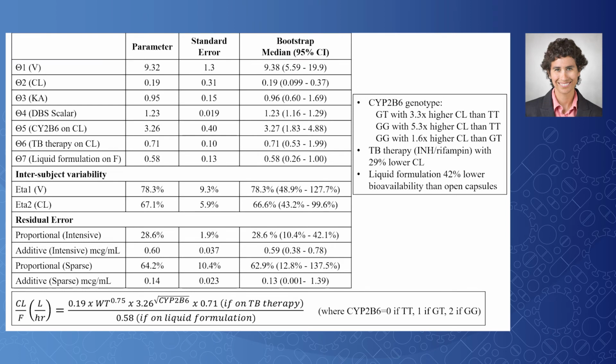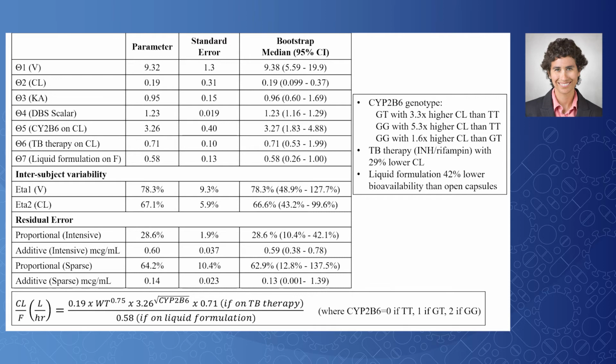The table shows the parameter estimates from the final model. Theta 4 was the scalar, which evaluated differences between dried blood spot samples and plasma concentrations. The value of 1.23 demonstrates that the dried blood spot concentrations were 23% lower than plasma concentrations. CYP2B6 genotype on clearance and TB therapy on clearance were significant covariates in the final model, as was liquid formulation on bioavailability. Age and gender were not significant covariates in the final model.